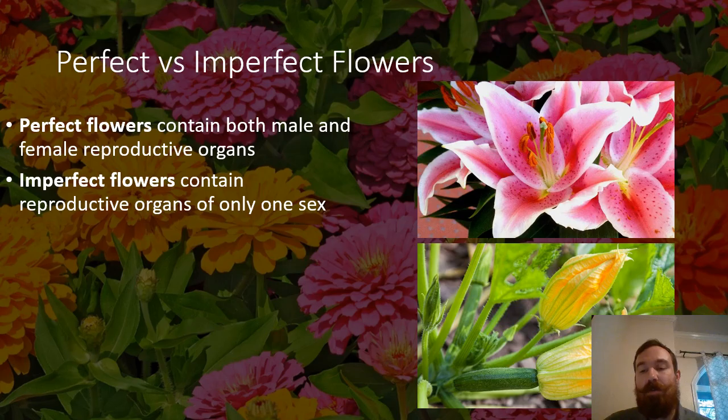So we can look at either the presence or absence of some of these floral organs to determine the sex of these flowers. Perfect flowers contain both male and female reproductive organs. Imperfect flowers contain reproductive organs of only one sex. It's very unusual to find flowers that are perfect or bisexual on a squash plant, just like it's very rare to find flowers with reproductive organs of only one sex in lilies.